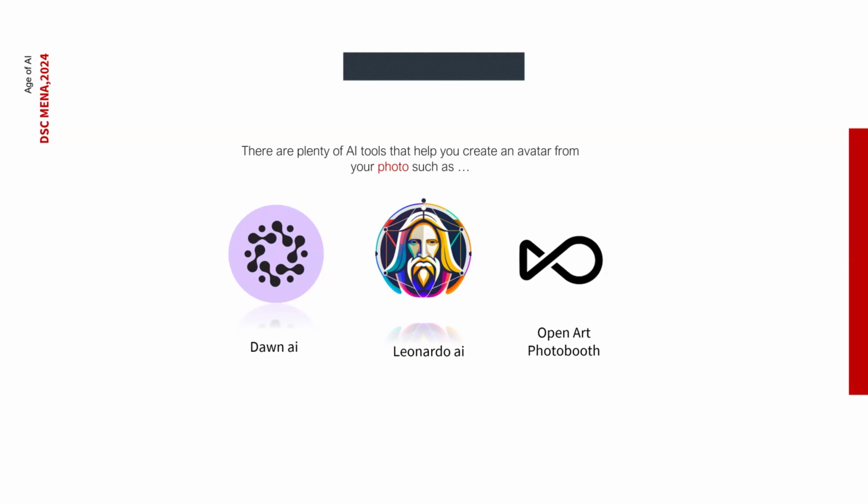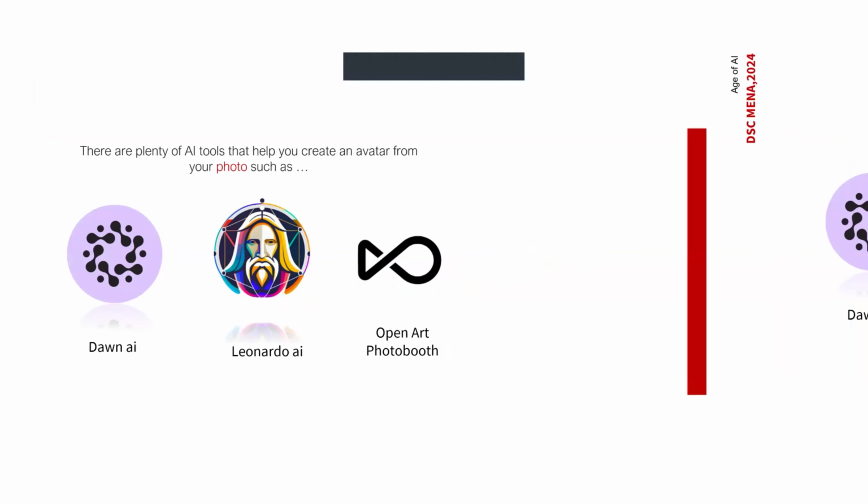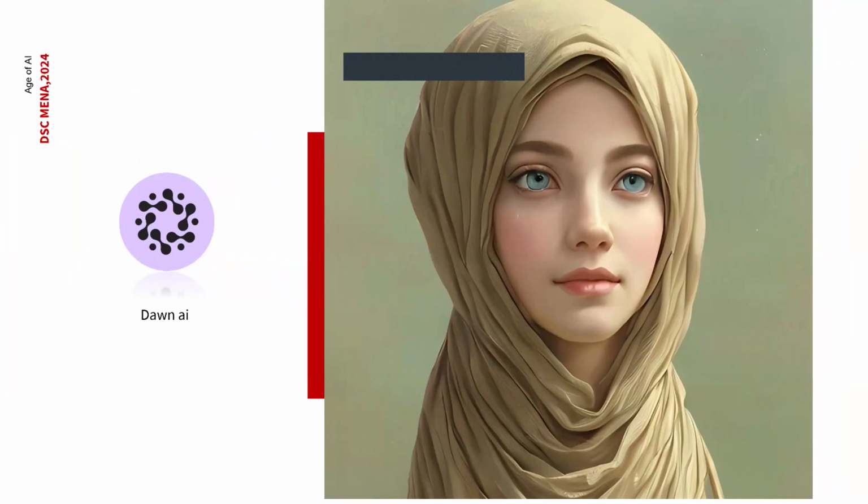So we have Dawn AI, the one on the left, and we have Leonardo AI, and we have Photo Booth from OpenArt. So let's explore an example for each one. For me, I tried Dawn AI, and this is the avatar I did for myself. Dawn AI is a mobile app.